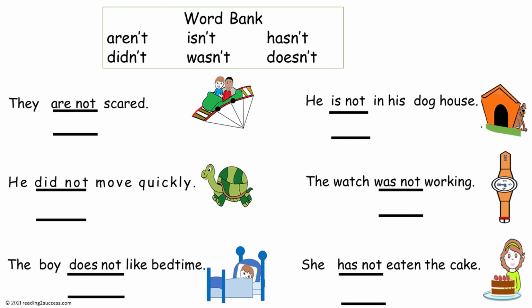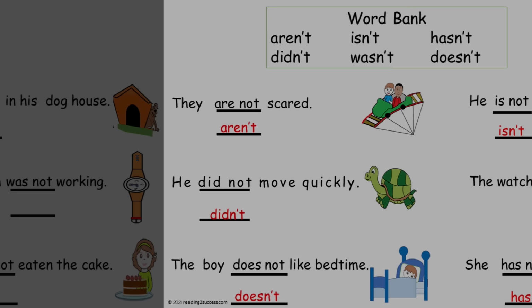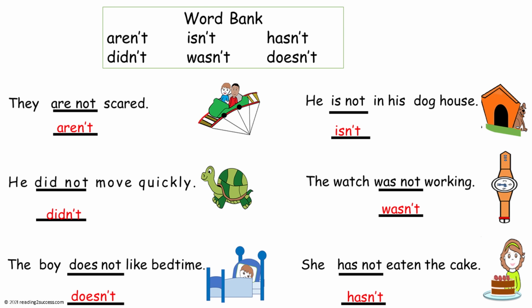Now work with kids to choose the correct contraction to replace the two words underlined in each sentence. For example, the first sentence, they are not scared. Which contraction in the word bank would replace are not? It would be aren't. Have kids write that in the blank. And these are the answers.